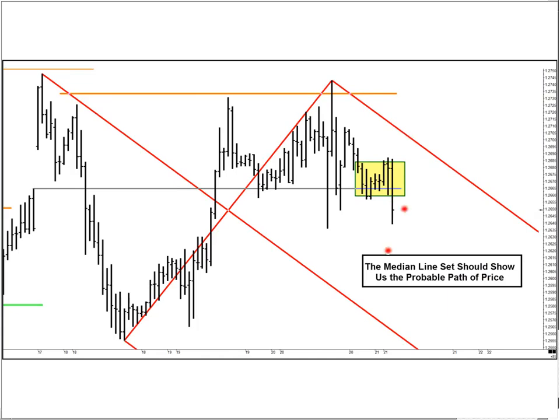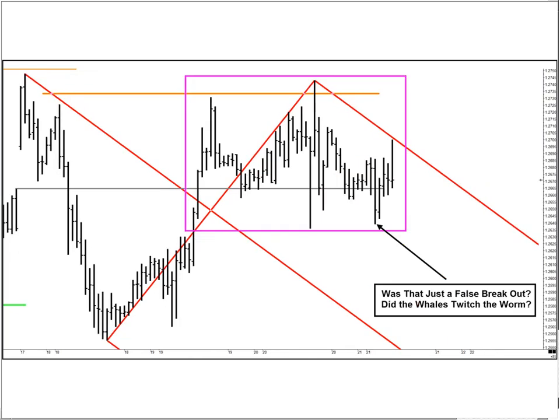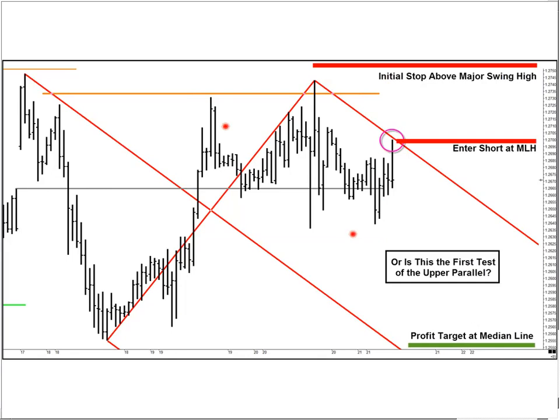For me, the median line set should show me the probable path of price. If this is my first tell and we go up here and I like the risk reward, this is a trade possibility for me. Do I have to take it every time? No, but I'll show you what it looks like if I take it. Here's the next few bars, and you can see most people are saying false breakout. This is an opportunity to me if the risk reward looks right. So here we go. The risk reward's got to be better than 3-1.